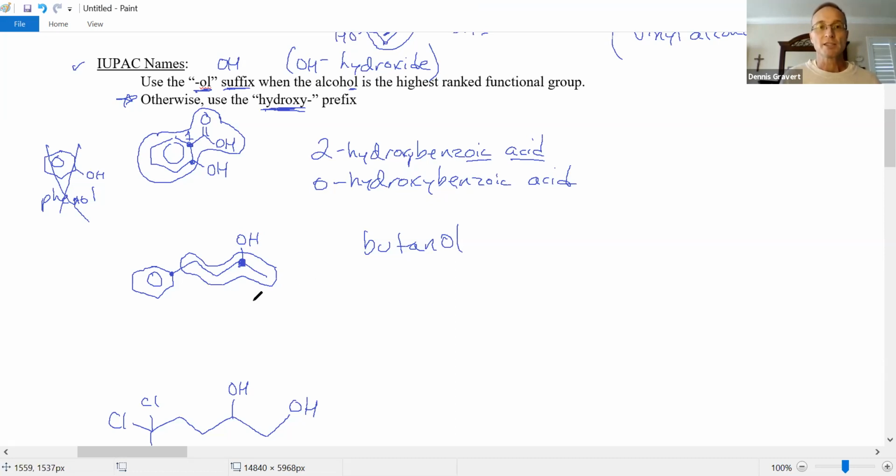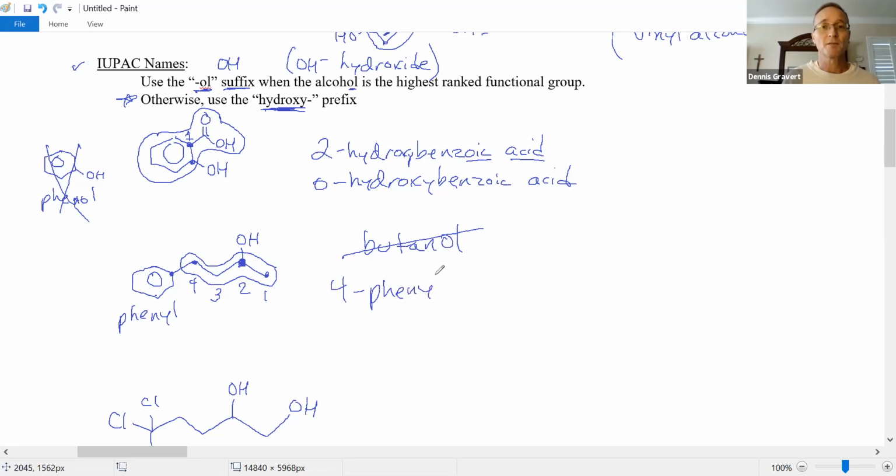Step 3, number that chain. Okay, so are we numbering from this end, the left side, or the right end? Well, you do so to get to the most important functional group as fast as you can. Whoever gets a suffix gets a priority on numbering. All right, so the alcohol group's on 2. Well, what's this extra group on 4? Well, that's benzene, but the word benzene is a parent name. I have to use a prefix name, phenyl. And it's on carbon 4.